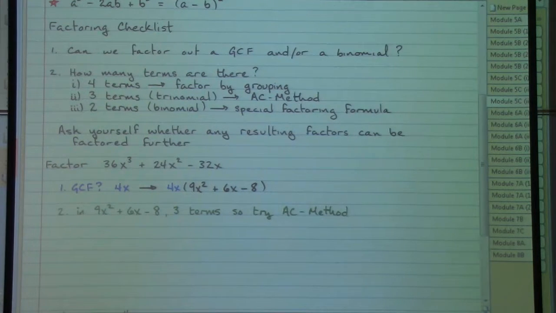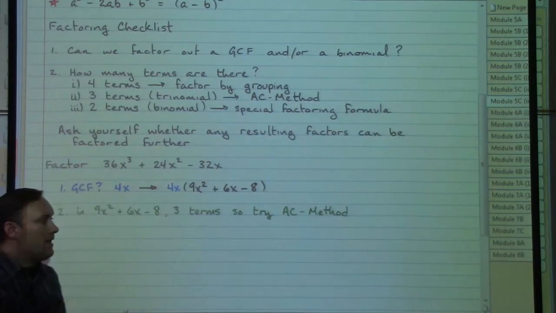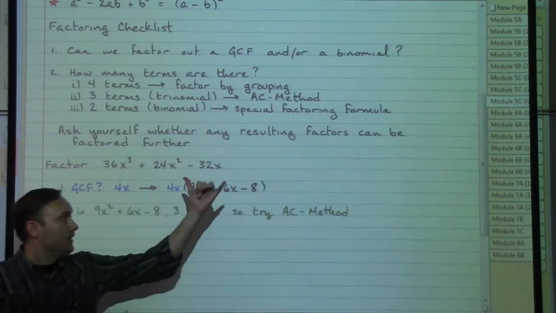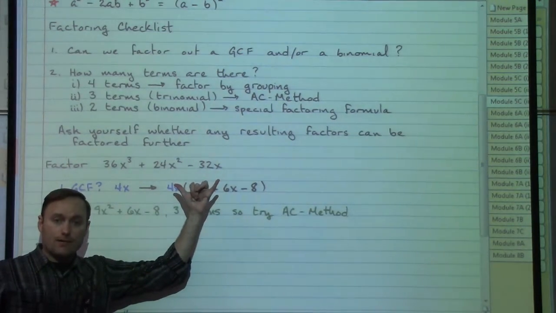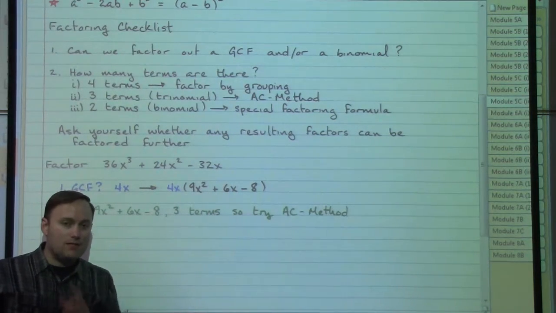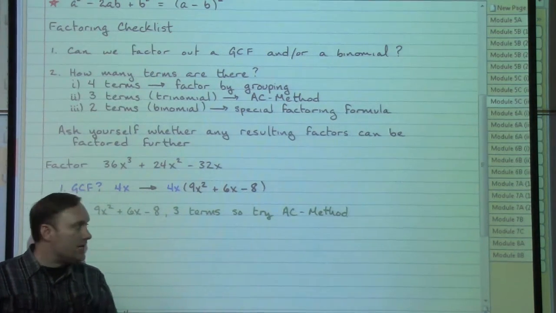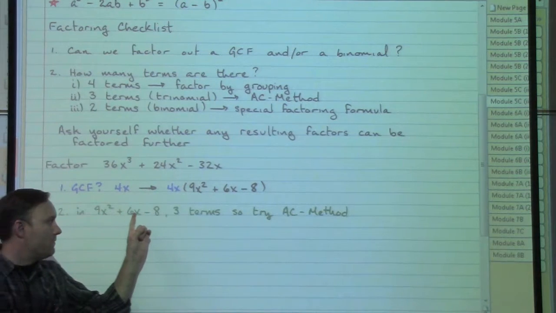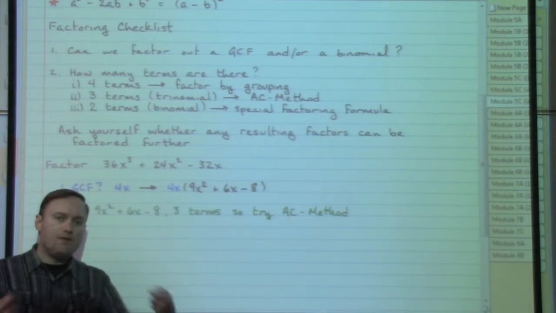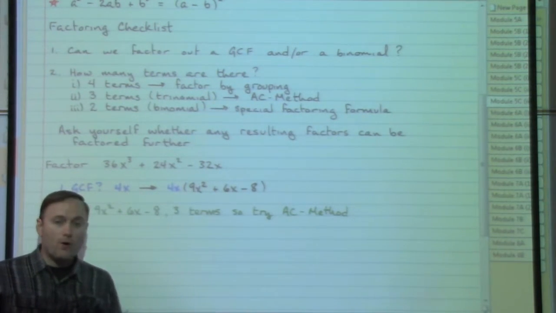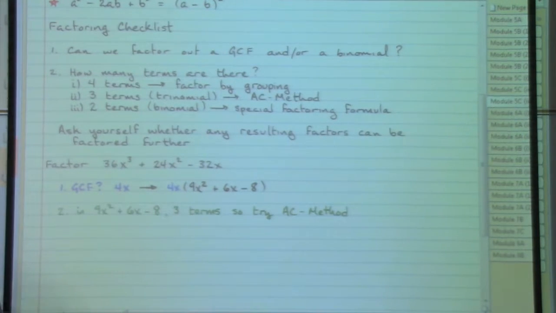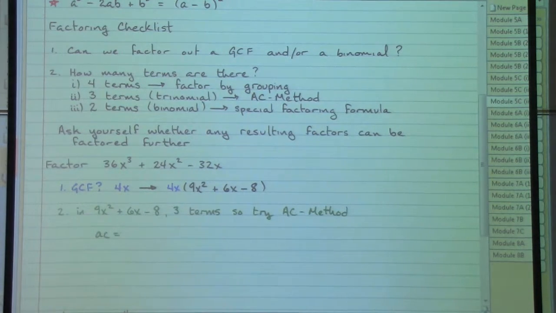The AC method either will work or it will not work. If the AC method does not work, then I have my final answer already. But if the AC method does work, then I'm going to need to know how the 9x squared plus 6x minus 8 would be factored, how it would be broken apart, because those would be pieces of my final answer instead. AC method starts with identifying the A and the C.